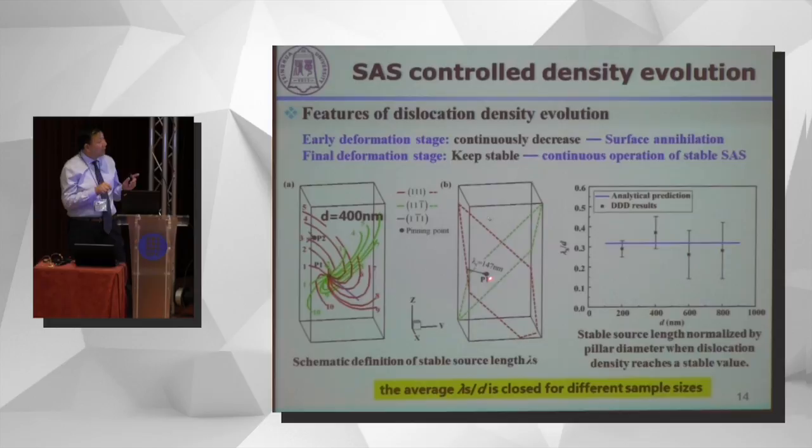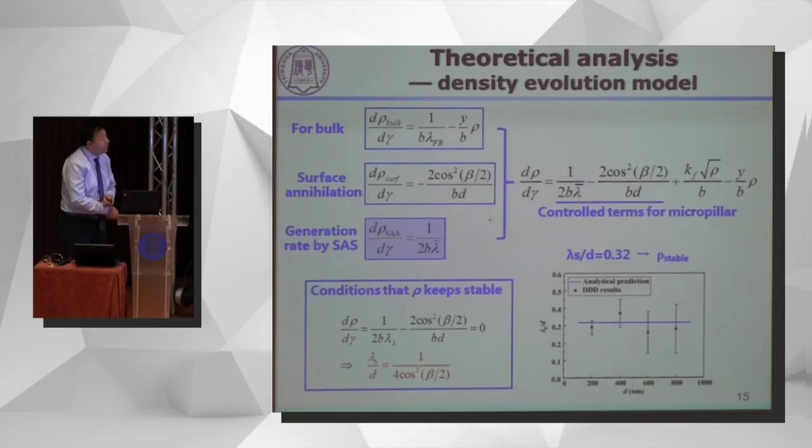For the length scale, we have lambda s. We give it a special name: the stable source length. Lambda s is the maximum distance from the pinning point to the free surface. If the distance is less than this lambda s, the pinning point will escape from the free boundary. Beyond this length, the pinning point will have difficulty escaping from the free surface. We use lambda s over the diameter of the pillars, and we have stable lines, one from analytical prediction and one from DDD simulation. They almost have constant values for lambda s over the diameter of the pillars. This stable source length is normalized by the pillar diameter when dislocation density has reached stable values. Next, we move to the theoretical work.